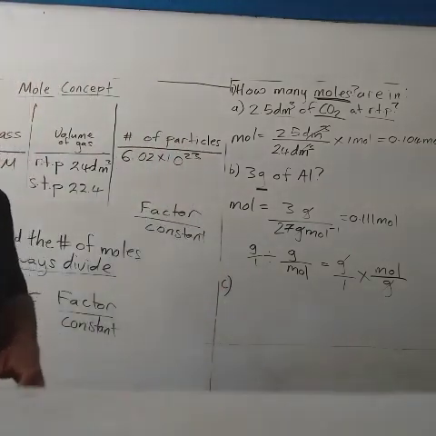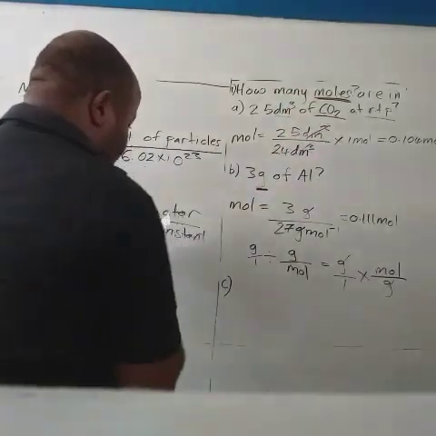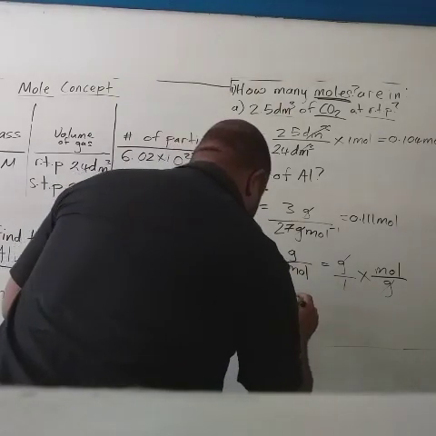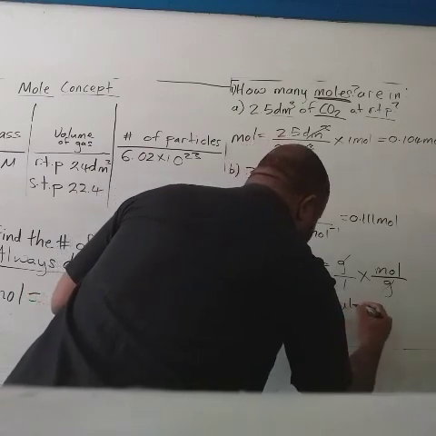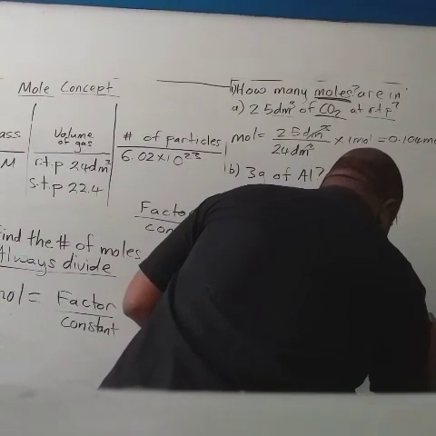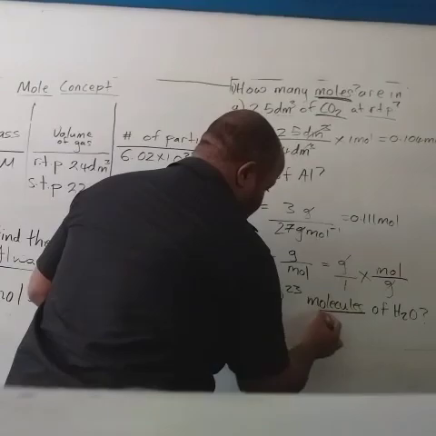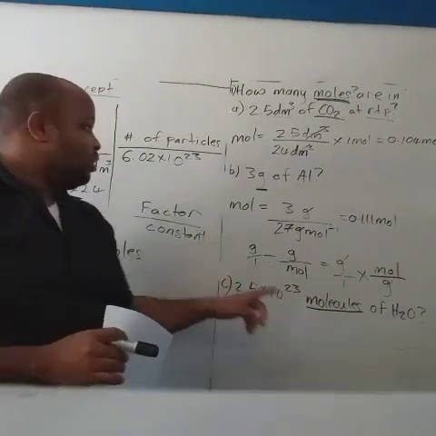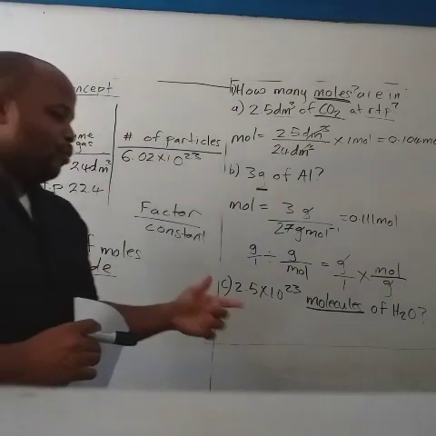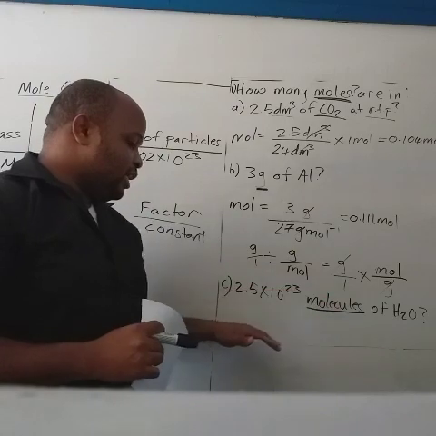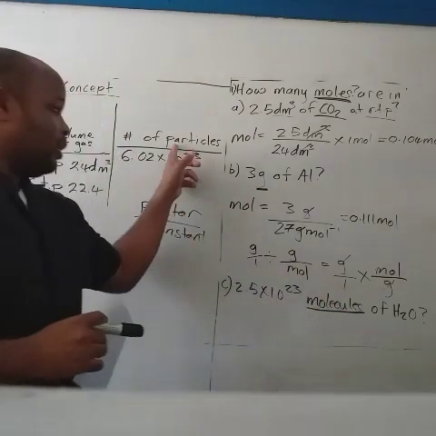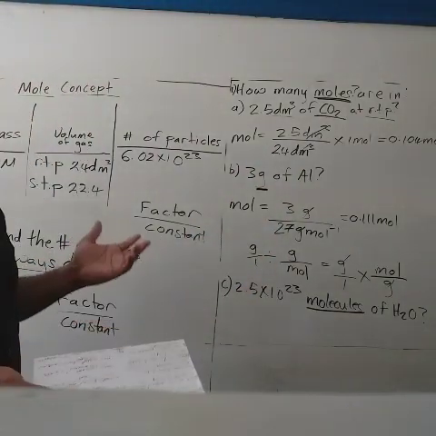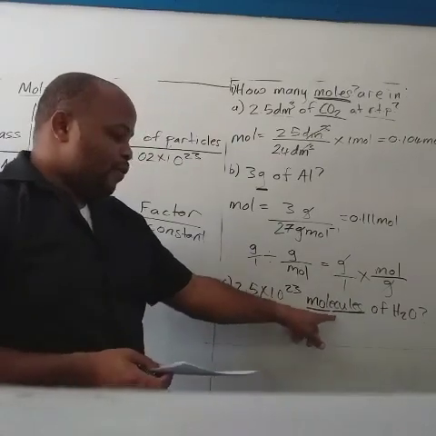And the third one now, it's how many moles again that are in 2.5 times 10 to the 23 molecules of water. Now, molecules. If you notice here, water is a covalent compound. Once it's a covalent compound, you will not see atoms. A covalent compound is a molecule. So if they give you molecules, it is still particles. Particles is the general term. If it was a single atom like aluminium, it would have said how many atoms. So because it's a covalent compound, that is why you have molecules here.